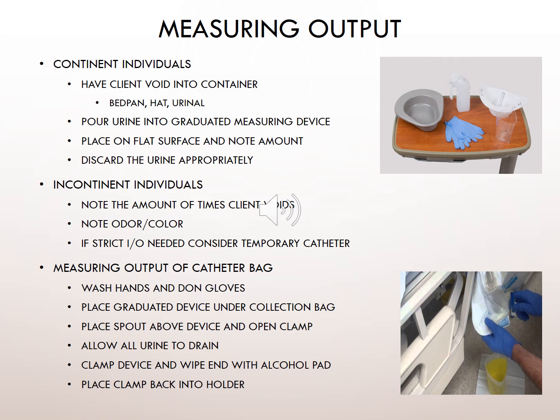If we have incontinent individuals, we may want to make a note of the times the client tends to void. If we need strict I&Os, we can consider possibly a temporary catheter. Again, we'll talk about catheters a little further in this PowerPoint. Another thing we can do if the patient is incontinent and we need to know the output is place a pad in the bed, and if the patient voids in that pad, we can weigh that pad wet.